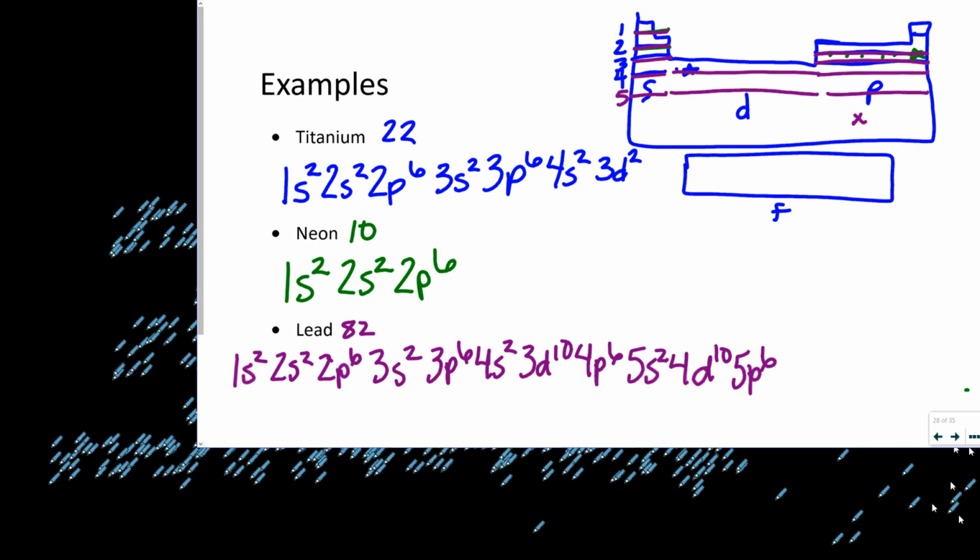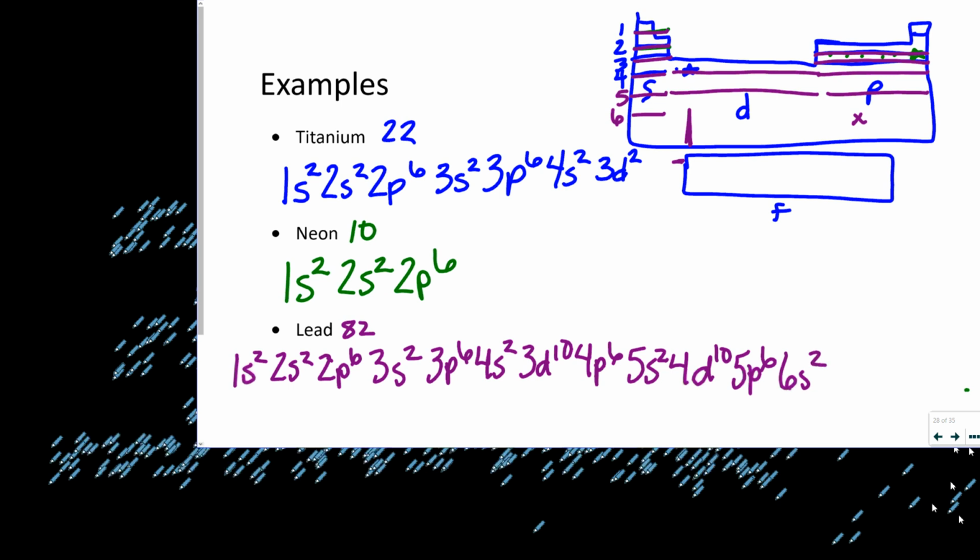And then we're on the 6th row, which is where lead is located. Don't forget that your inner transition metals, remember, go right here in your periodic table. So this top row of the inner transition metals is actually part of the 6th row of the periodic table. So we have to go through 6S, which is 2 elements wide.